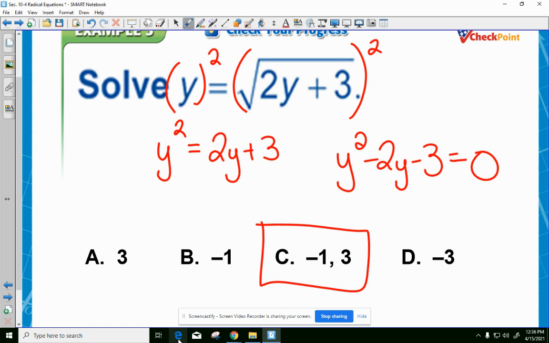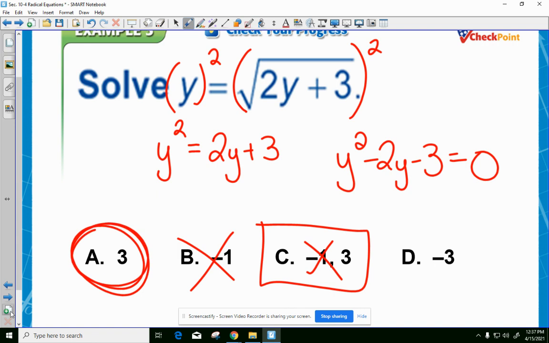If you put a -1 in here, what's 2 times -1? Add 3 more. 1. What's the square root of 1? But it's supposed to be -1. So this answer doesn't work, which means that answer doesn't work. Go away. If you put a 3 in there, 2 times 3 is 6. Add 3 more. Square root of 9. That one works. So it's that answer.